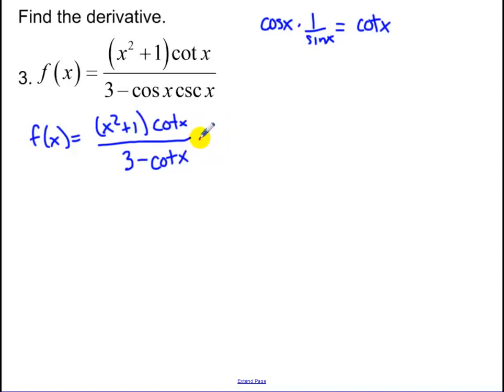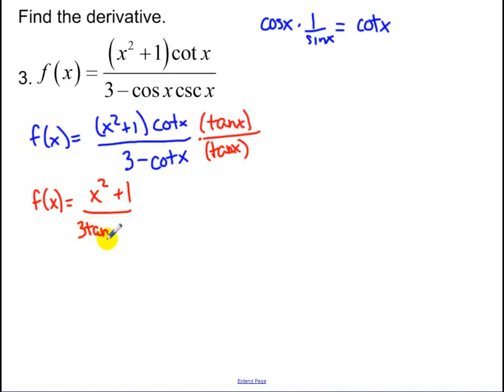So what I want you guys to do, what might get rid of the cotangent here and this cotangent here? What if I multiply the top and bottom by tangent of x? Now since on the top I'm all multiplication, I can just multiply the tangent times the cotangent, and we are just left with our top. Now when I distribute the tangent through, I get 3 tan x minus 1. Now that's going to be a lot easier derivative to take.